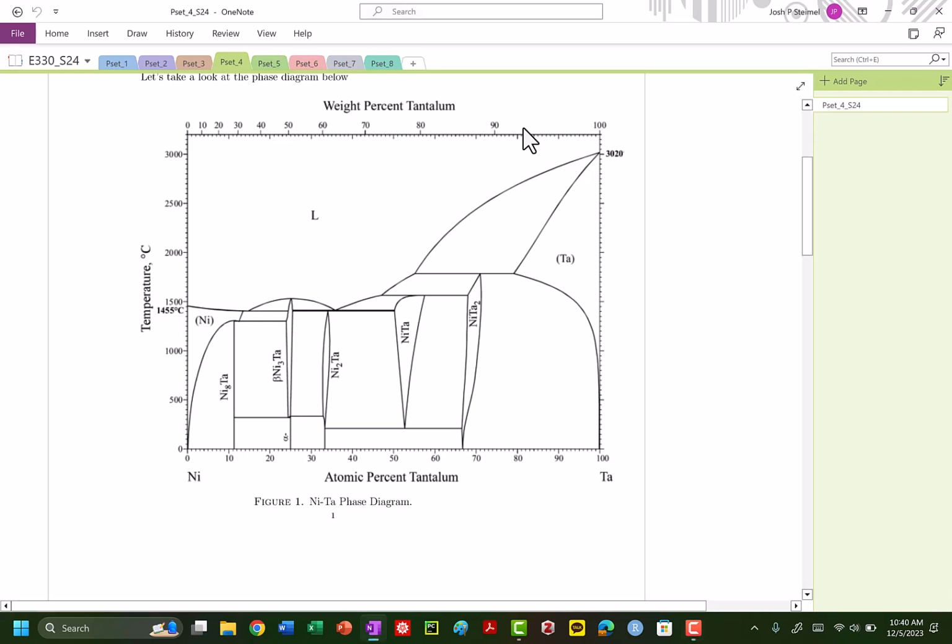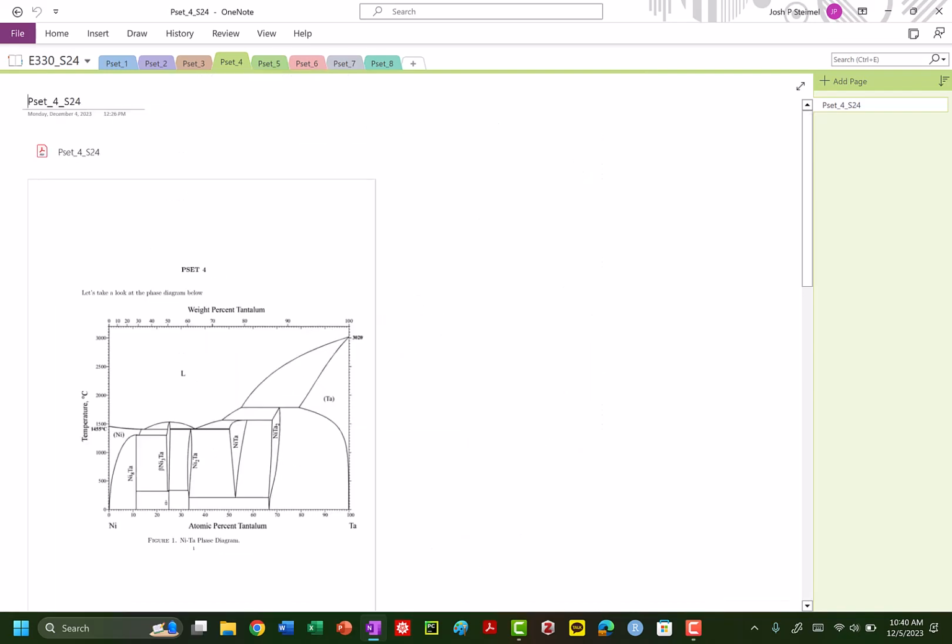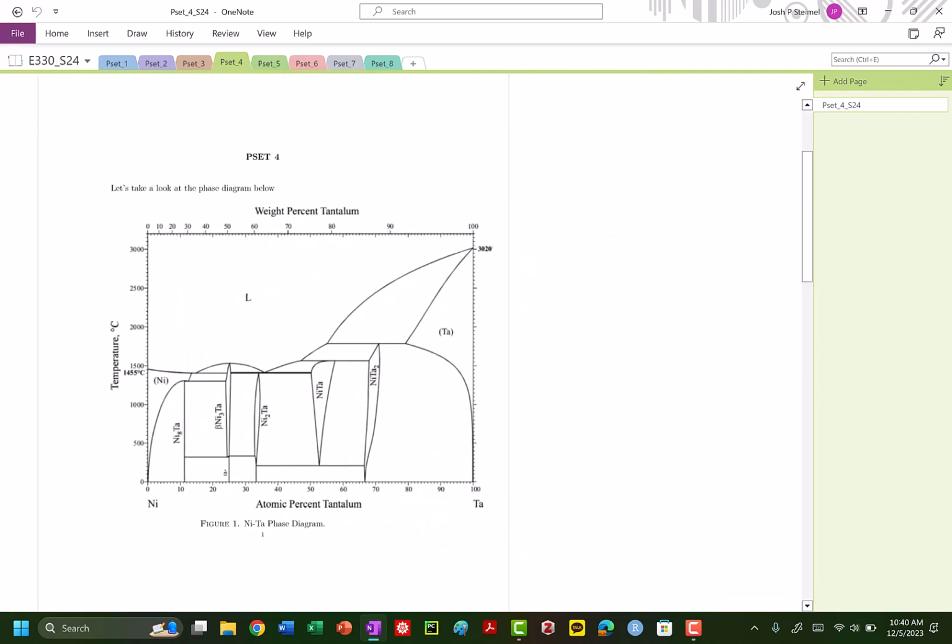Hi everyone, we are back and we are going to do our Pset solutions. Let's just make sure that you can scroll up to the top. Oh, here we go. Now we're starting to read it in. Excellent. So we're looking at a system of nickel and tantalum.